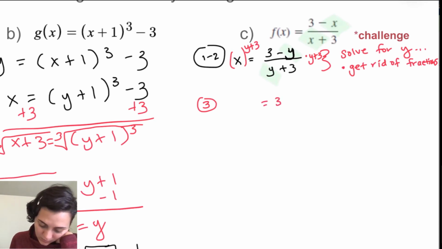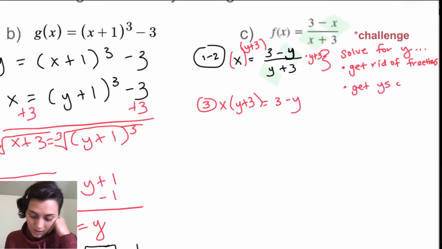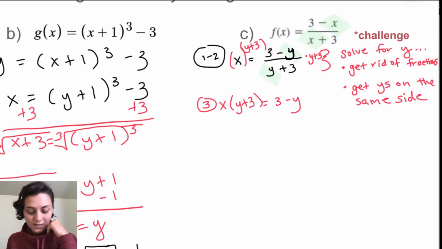On this side, I'll just be left with 3 minus y. And then I'll be left with x times y plus 3. So remember to use your parentheses on the left. So the fraction is gone. I still have 2 y's. That kind of stinks. So my next goal is to get the y's on the same side.